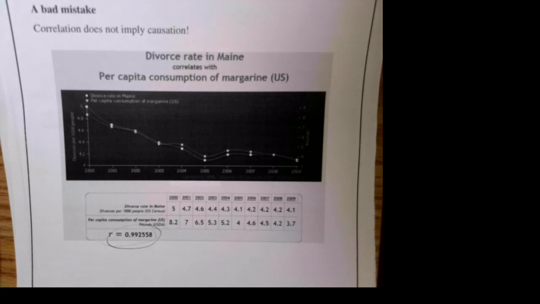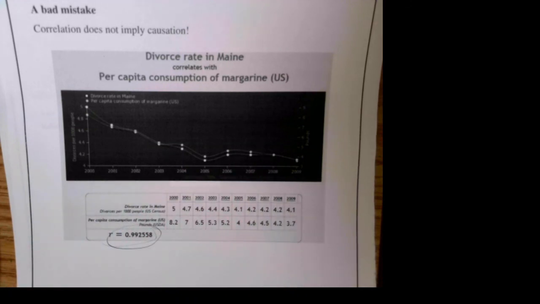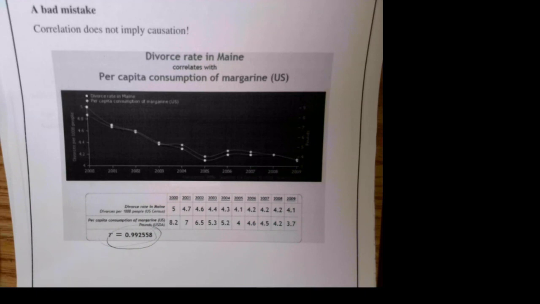For example, would an increase in the divorce rate in Maine cause people to eat more margarine all over the country? Or the other way around? Of course not. It's absurd to think so. And yet the correlation is extremely high. And what has happened here is what happens a lot, that two quantities which are completely unrelated just happened to change in about the same way over about the same period. And so when you just look at the data, they're highly correlated, but there's no causation in either direction.